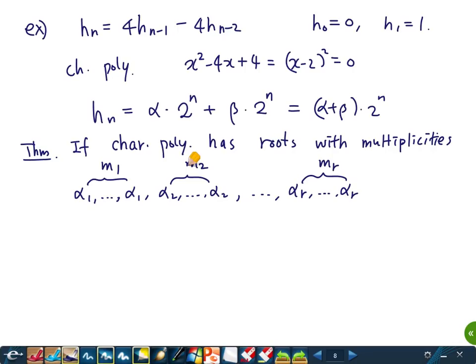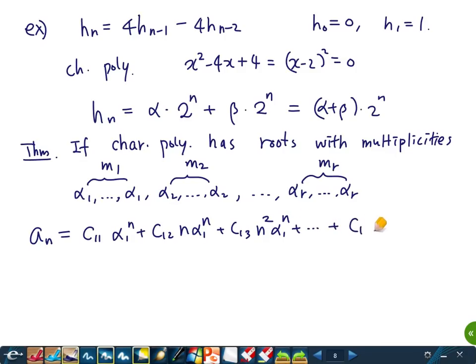Distinct roots. Then a_n, the nth term of the linear recurrence relation, is as follows. From alpha 1, we need to obtain m1 distinct solutions, but they are just like this: c11 alpha 1 to the n, c12 n alpha 1 to the n instead of just alpha 1 to the n, and then n squared alpha 1 to the n. It goes like that, up to c1m1 n to the m1 minus 1 alpha 1 to the n.